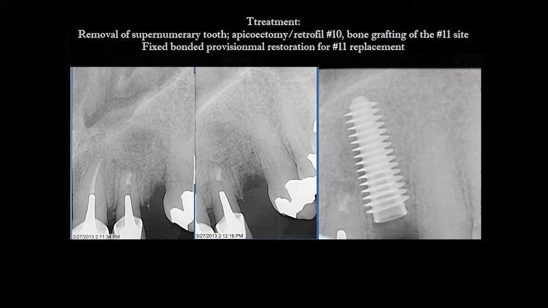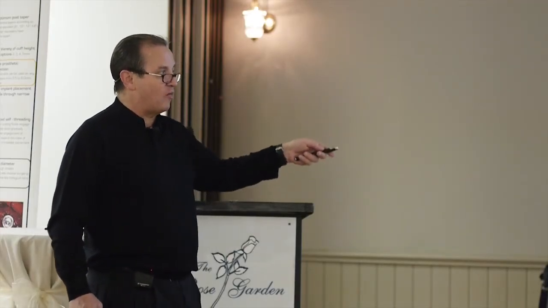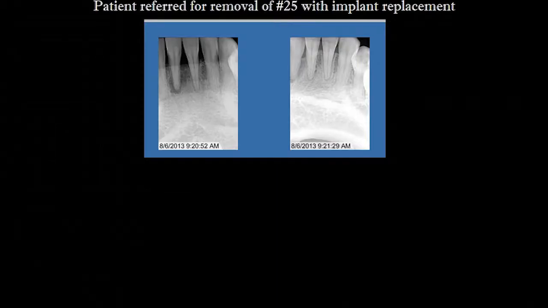And in an area with a huge graft, this thing engages peripheral bones so well that we put this in, it's just as tight as a drum. And I wouldn't feel comfortable putting in a conventional machine threaded type root form implant in a graft like that. Here's another deal. This patient's referred to remove number 25, implant placement. Anybody see a problem? Looks pretty straightforward.